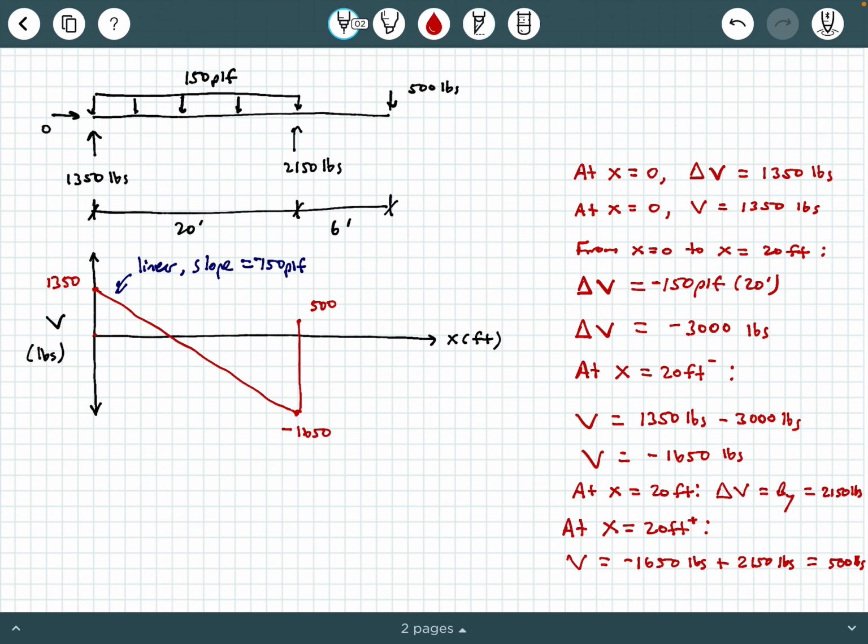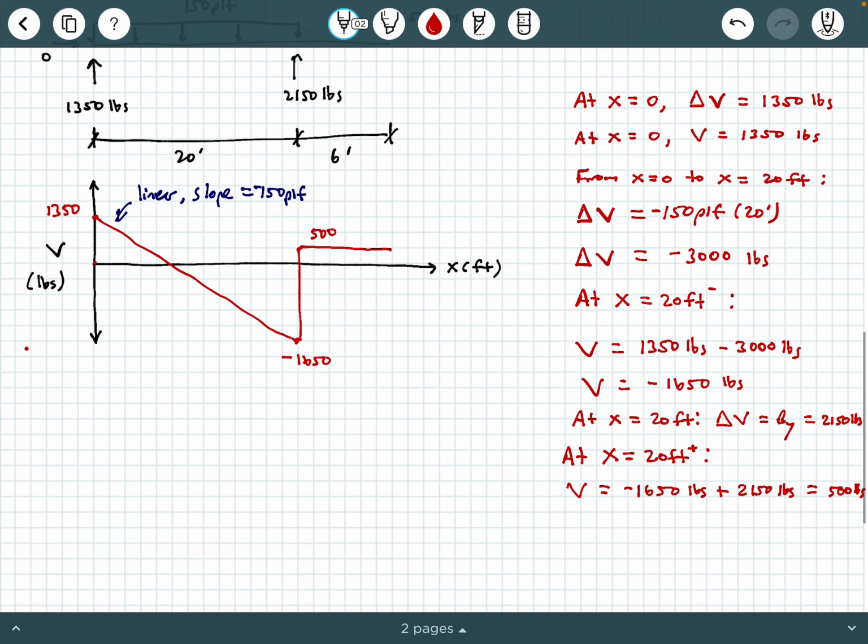What happens next? Well, if you keep moving left to right, you see there's nothing new happening on that 6 foot length. No new loads are being applied there. So I'm going to keep this constant. Straight line, horizontal line, because nothing is happening, all right? Now what happens? Well, we're going to scroll down just a little bit.